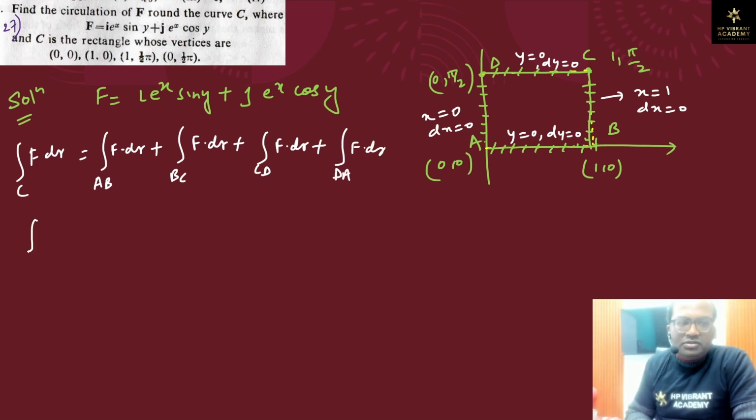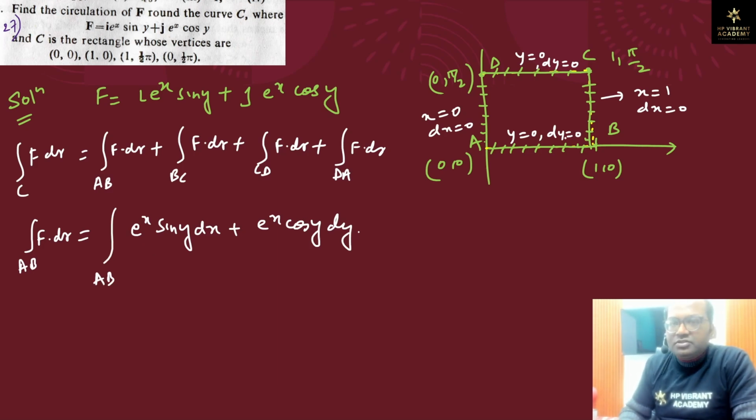So let us calculate along AB. Along AB, f dot dr is equal to e to the power x sin y dx plus e to the power x cos y dy. Okay. So along AB we have y is equal to 0 and dy is equal to 0. So dy is equal to 0, so this vanishes, and y is equal to 0, so sin y is equal to 0. So this is equal to 0. So from here the integral of f dot dr along AB is equal to 0.